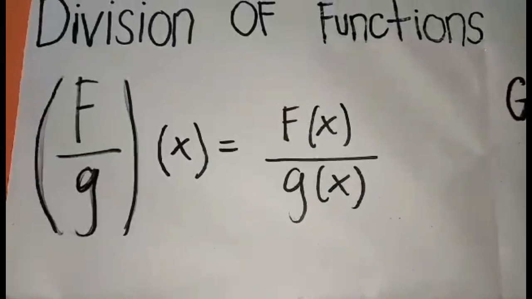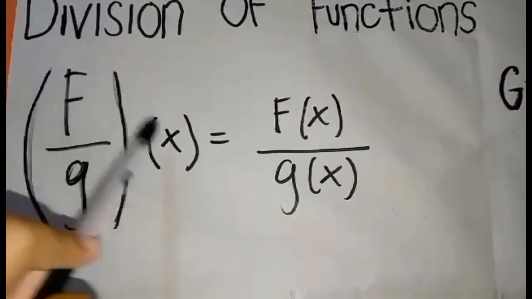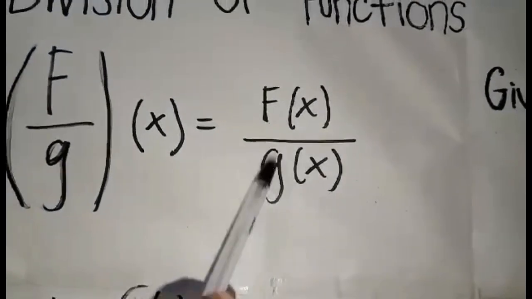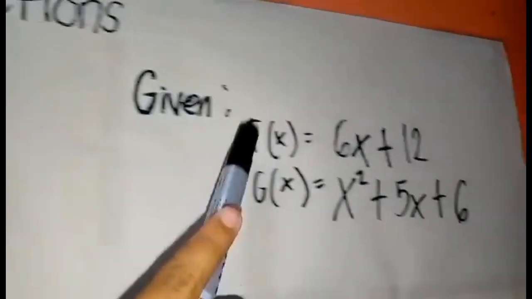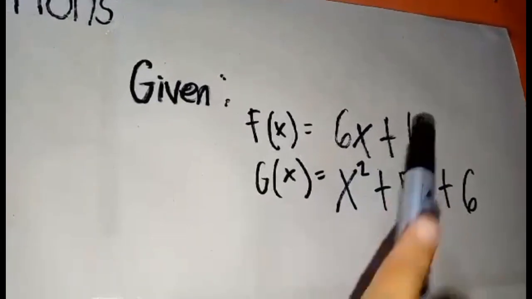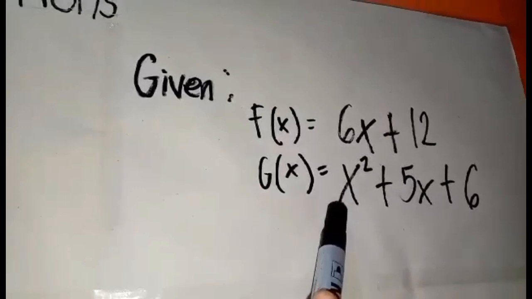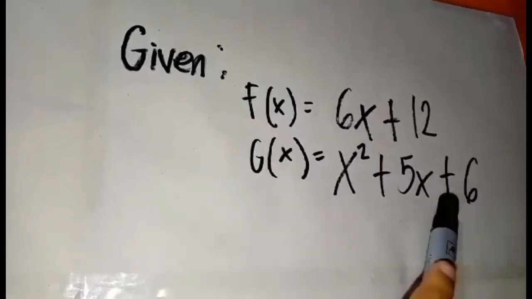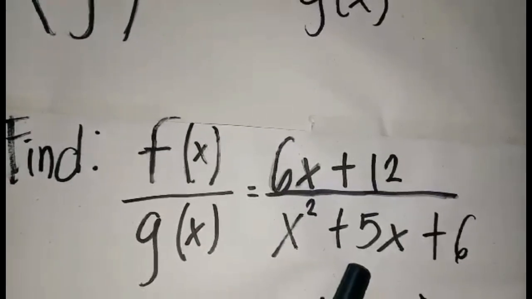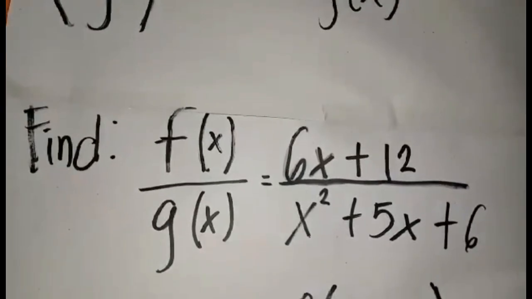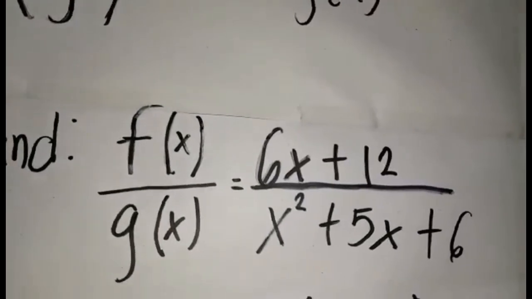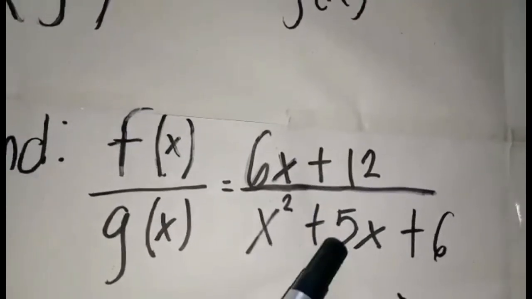This is our formula. F over g of x is equal to f of x over g of x. Given f of x is equal to 6x plus 12 and g of x is equal to x squared plus 5x plus 6. So we have the numerator and denominator. So this is a fraction. Let us simplify. Since this is a polynomial, find the factors of numerator and denominator.